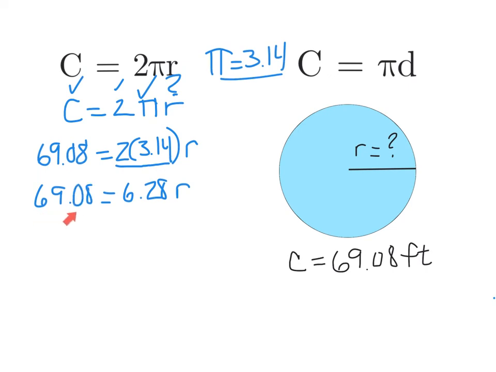Now if you look at this, I have a one-step equation. I have multiplication on this side. I undo multiplication with division. So I divide both sides by 6.28. And when I divide 69.08 by 6.28, I end up with my radius equal to 11 feet.